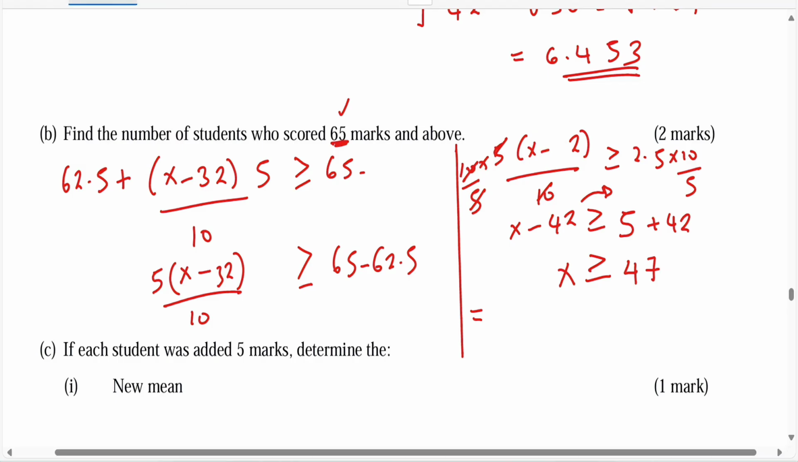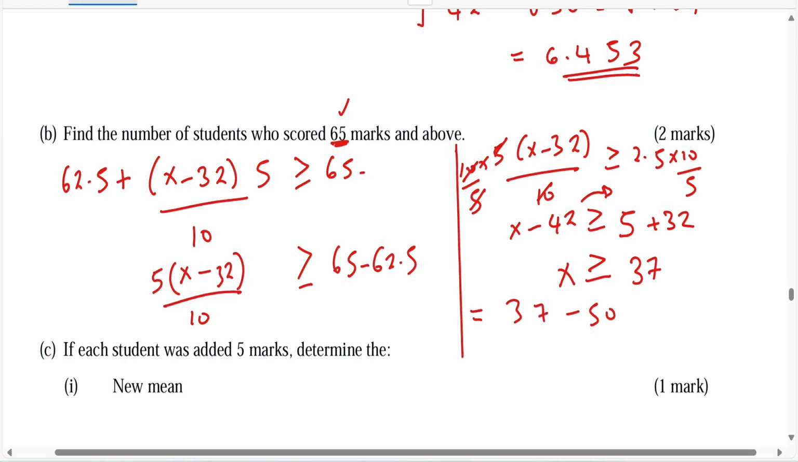That's why I was wondering. Okay, so this one should be 32. So this one should be 5 plus 32, in which it is 37. So it should be greater or equal to 37. To be frank, it should range from 37 to 50.